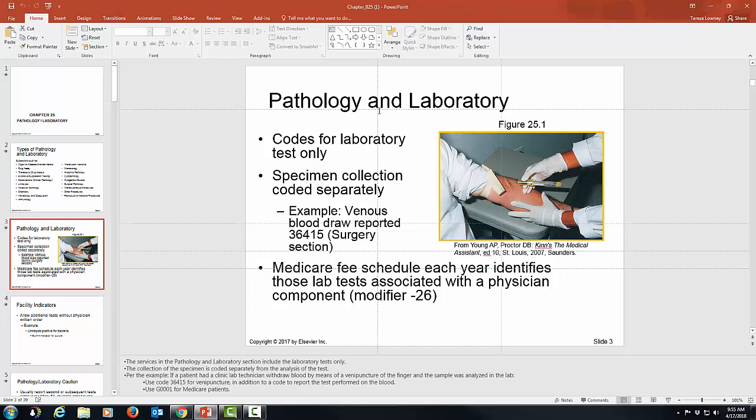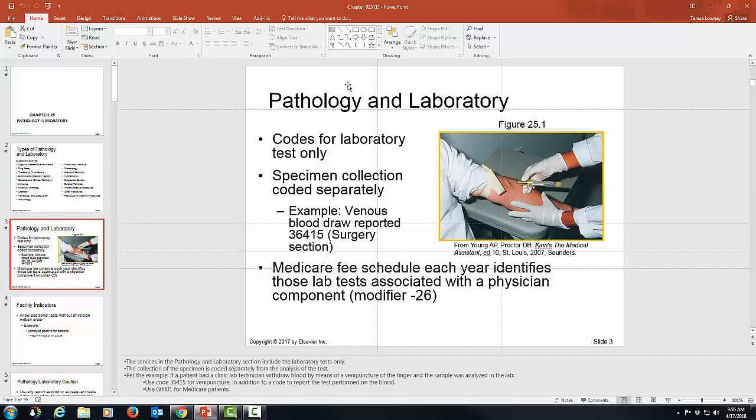So in pathology and laboratory, there's a lovely figure here, this is what you guys do, right? You're taking blood. So these codes are for the laboratory testing only. Remember that we will have a separate code for the specimen collection.